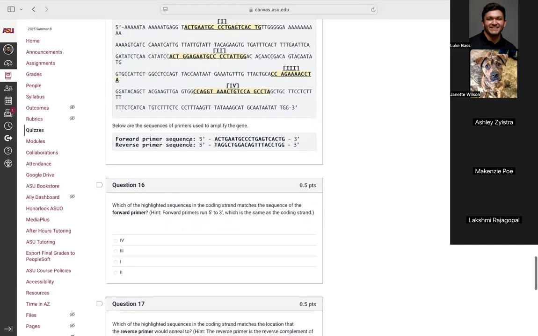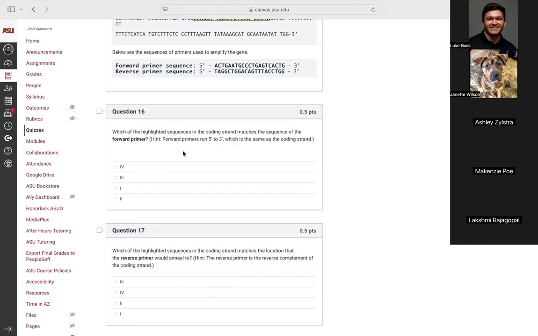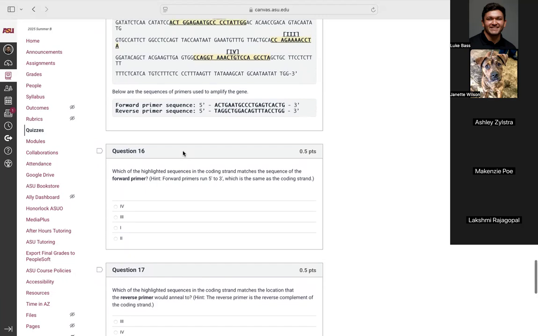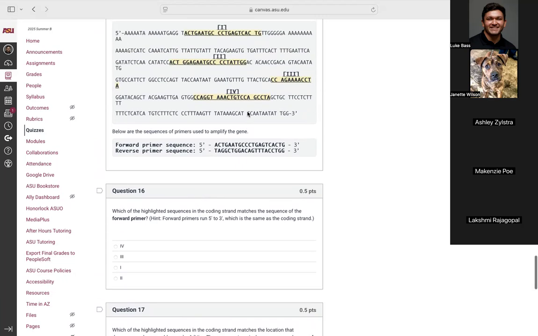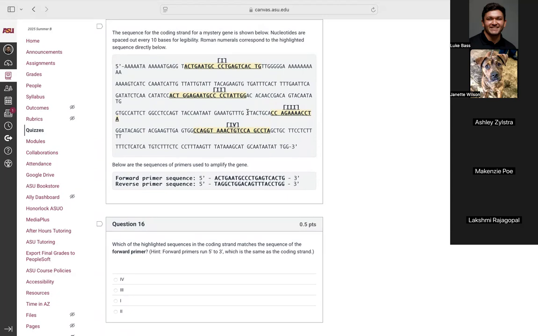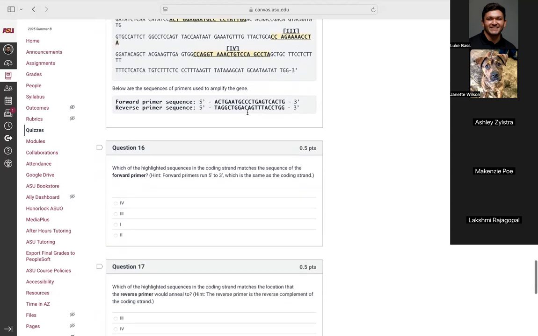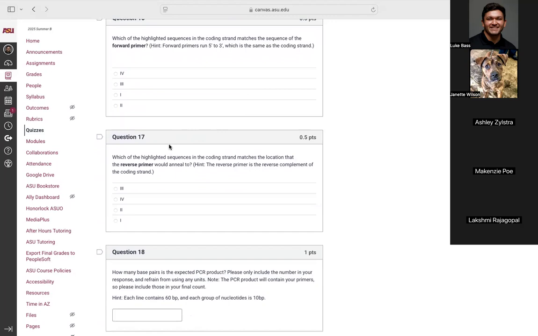So Lakshmi, you're on the right track for both 16 and 17, because 16 asks which of the following sequences in the coding strand matches the sequence of the forward primer. In the hint I give you, the forward primers also run 5 prime to 3 prime, which is going to be the same as the coding strand. So you're just going to look for a matching sequence there. Then question 17, which of the highlighted sequences in the coding strand matches the location of the reverse primer.